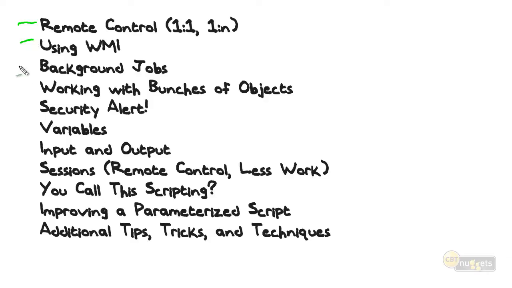We'll talk about getting PowerShell multitasking with background jobs and focus on working with bunches of things in a single operation with working with bunches of objects. Then we're going to start tiptoeing into the world of actual scripting, sort of lightweight programming. And before we do that, we need to cover a few security concerns. We'll also talk about variables, how to display output and retrieve input from users. We'll circle back to remote control and talk about remote control sessions. That's going to utilize variables, which is why we need to do it in this order.